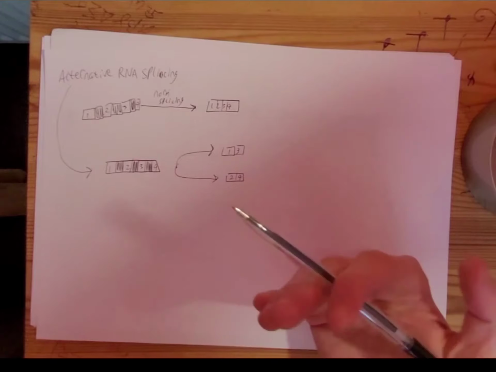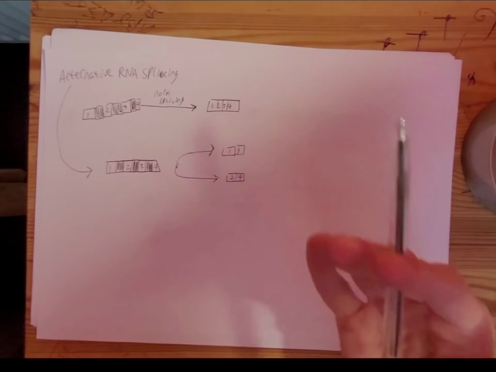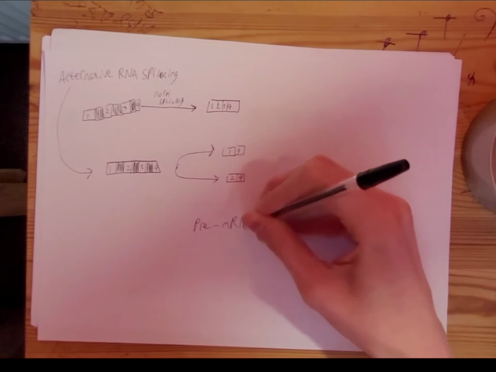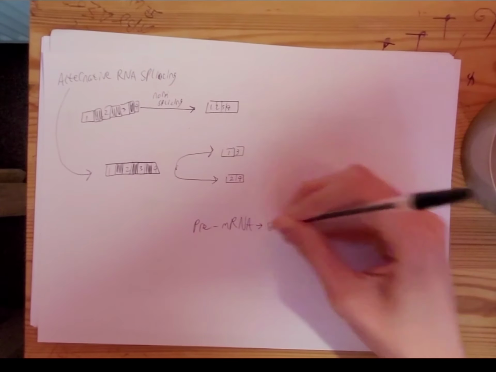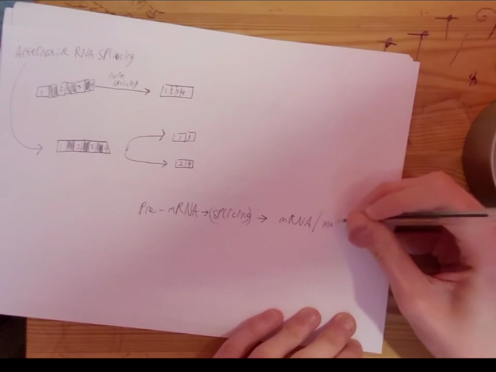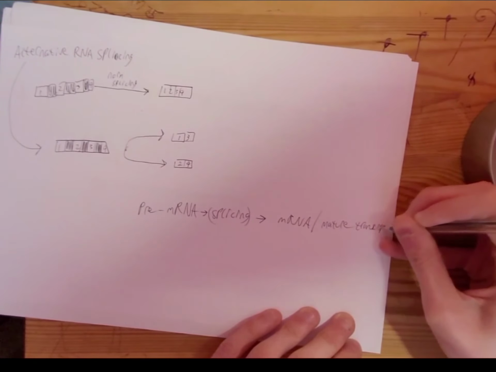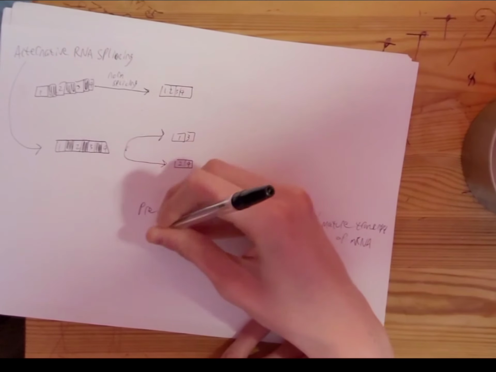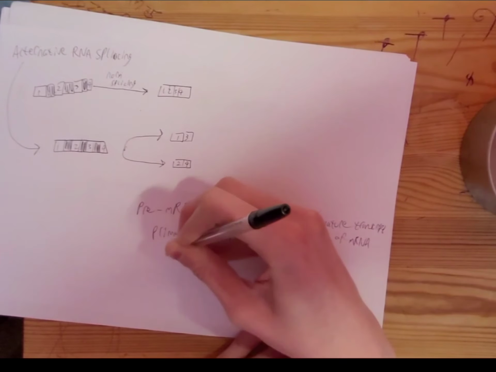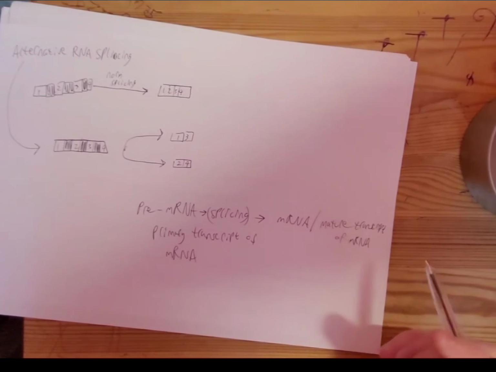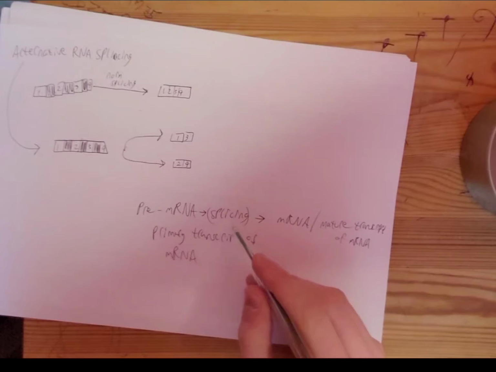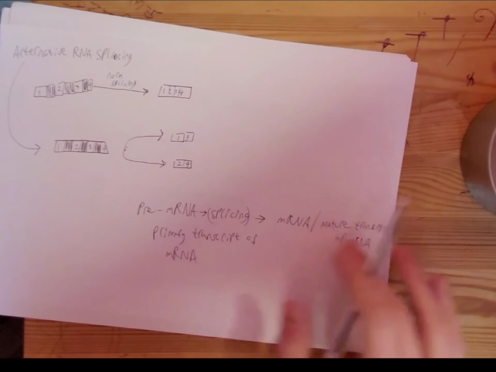Before splicing, in eukaryotes, we call it pre-mRNA, and then after some sort of splicing, it becomes mRNA, also called the mature transcript of mRNA. The pre-mRNA could be called the primary transcript of mRNA. Again, in prokaryotes, we just call mRNA mRNA because there's no modification whatsoever. In eukaryotes, before splicing, we call it pre-mRNA. After splicing, we call it mRNA, or the alternative names there.